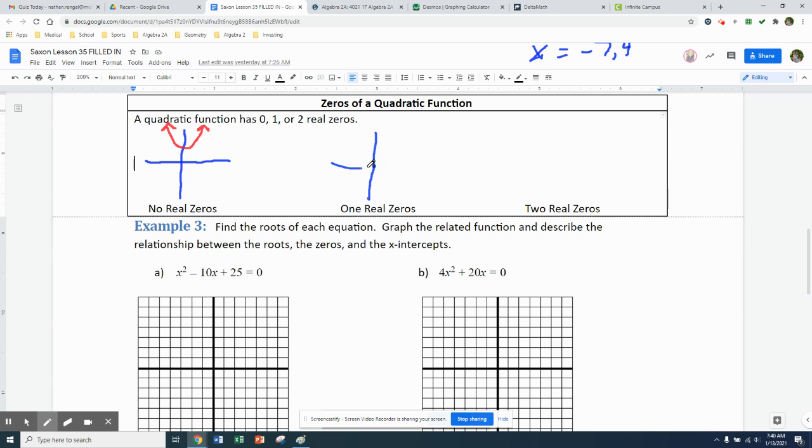That would be when the quadratic is going to come down and it's going to hit the x-axis and then turn the other direction. So that one real zero would just be that one spot where it's going to hit your x-axis. So the second type of solution could have one real zero. And then lastly, two real zeros.